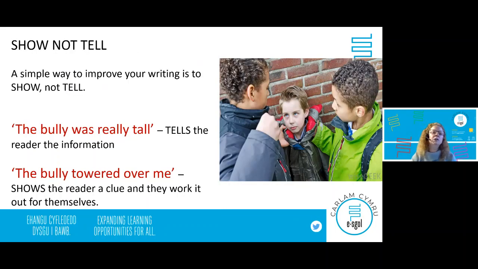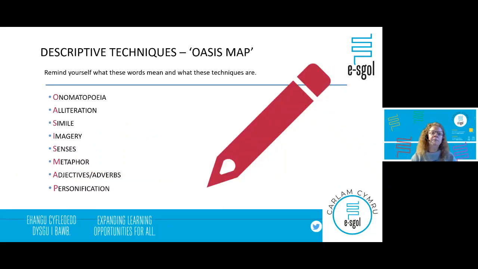And then obviously when you're writing, you do need to be thinking about showing, not telling. So I don't want to know that the bully was really tall because that's quite boring. If I hear the bully towered over me, I'm working it out for myself. I'm a bit more active, a bit more engaged. So show, not tell is really important.